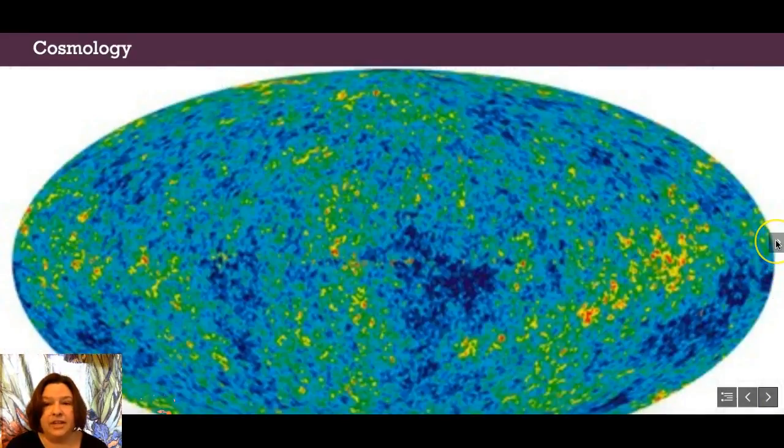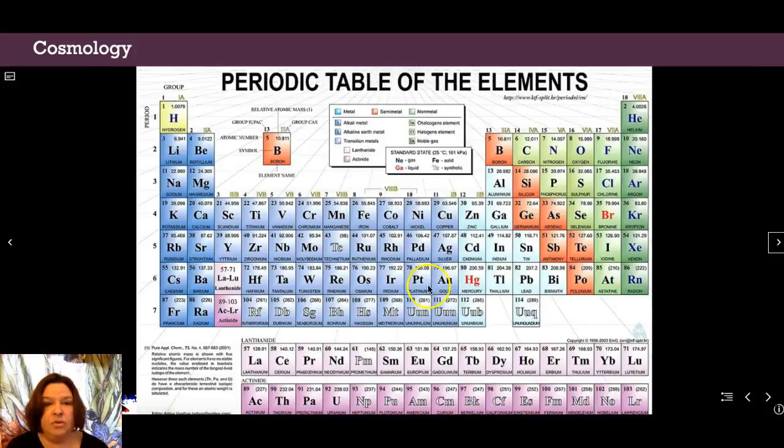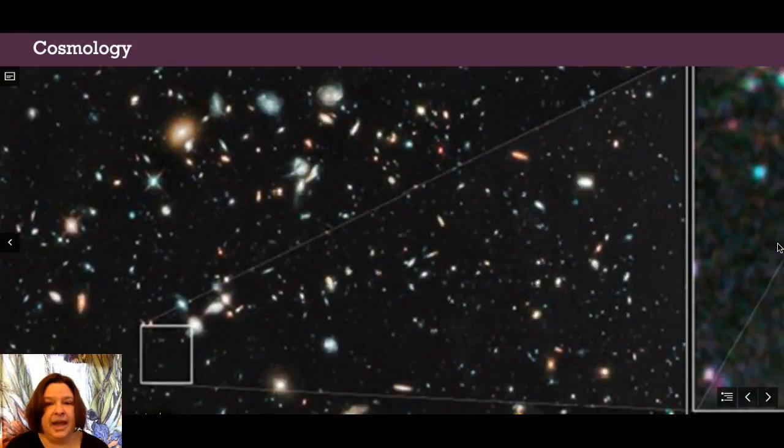So we'll look at evidence for the Big Bang, like this cosmic background radiation. We'll look at redshift, which is another good piece of evidence for the Big Bang. We'll talk about how we got all of these elements from just hydrogen. All of these elements came from hydrogen alone. And we'll talk about, like I said, the universe as a whole.